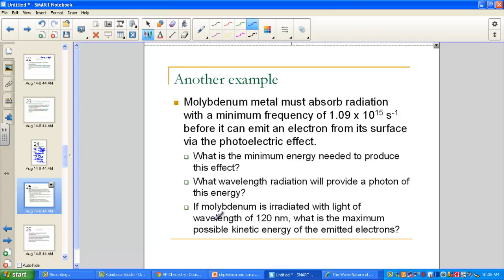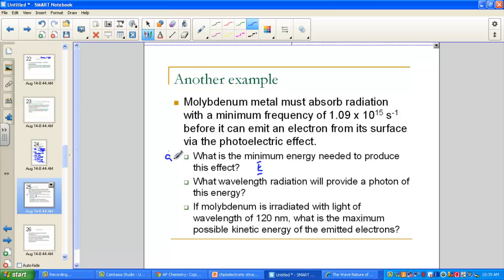Another example, the element molybdenum. Molybdenum metal absorbs radiation with a minimum frequency of 1.09 times 10 to the 15th power per second before it can emit an electron from its surface via the photoelectric effect. What's the minimum energy needed to produce this effect? We're going to be looking for E. What wavelength will that be? So converting frequency to wavelength, and using that then as a conversion to find the energy for a 120 nanometer wavelength.